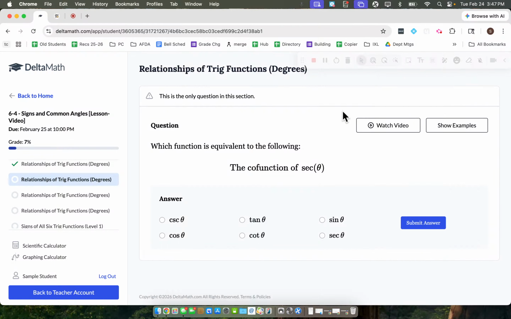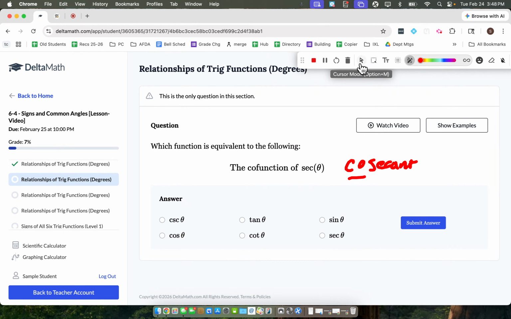The cofunction of secant, well, that would be cosecant. That's why you have co in front of secant. They're cofunctions of each other. So you're going to pick this one.